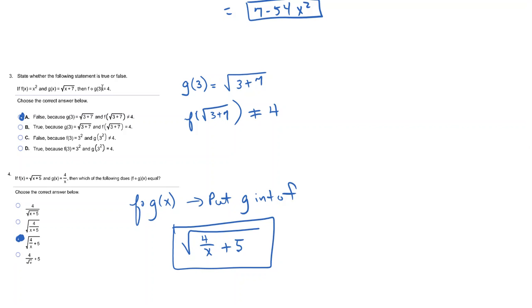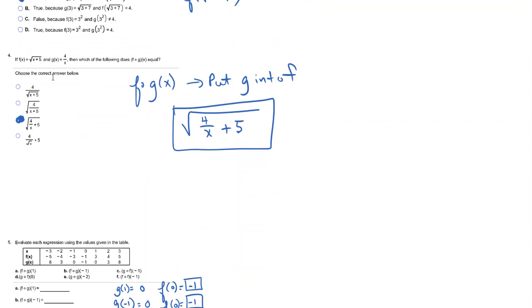So we take 3 and we put it into g. If I put 3 in here, what do I have? If we put 3 into g, we've got the square root of 3 plus 7. If I put that into f, then f of this thing squared is 3 plus 7. 3 plus 7 is not 4. So that is false because it is not equal to 4.